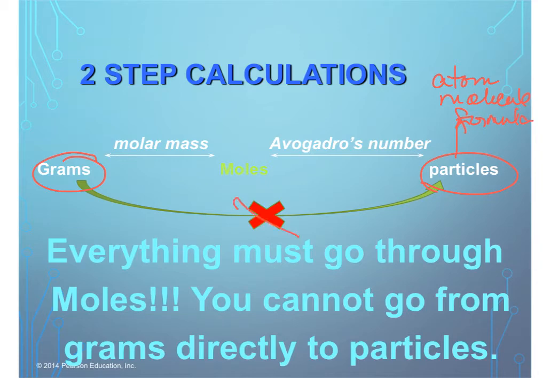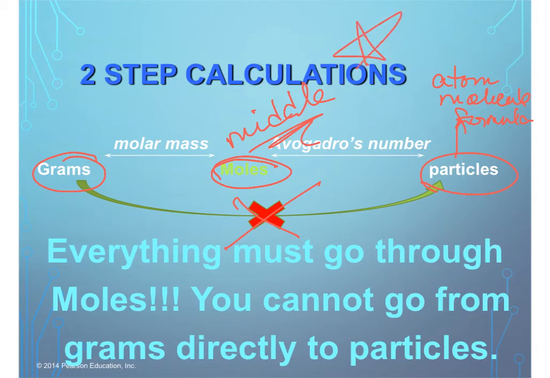You cannot, in a one-step calculation, go directly from grams to particles or particles to grams. You cannot do it. Every conversion involving quantities of a chemical must go through moles, okay? Moles is in the middle of every calculation. So I'm going to show you that. I'm going to do a practice, but it's really, really important to remember this slide.